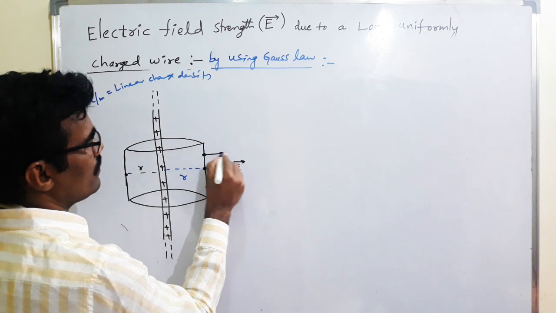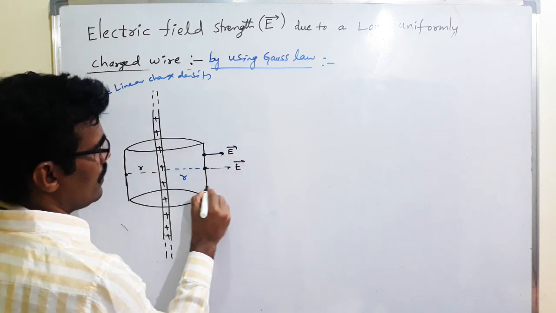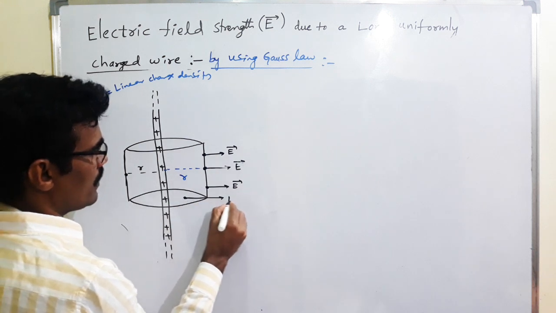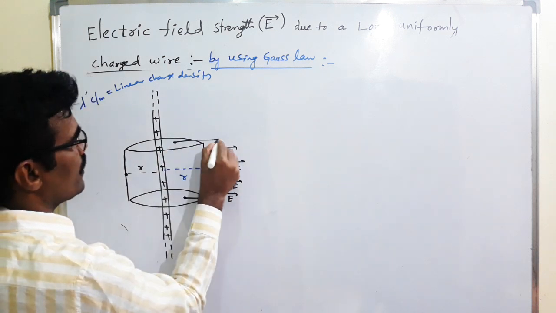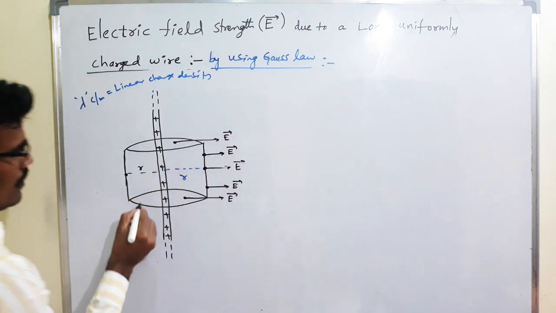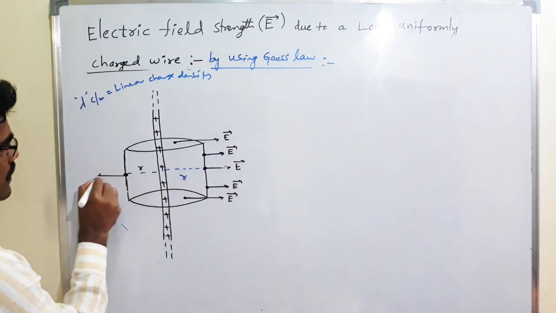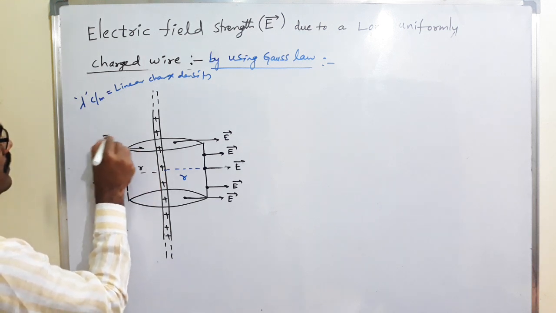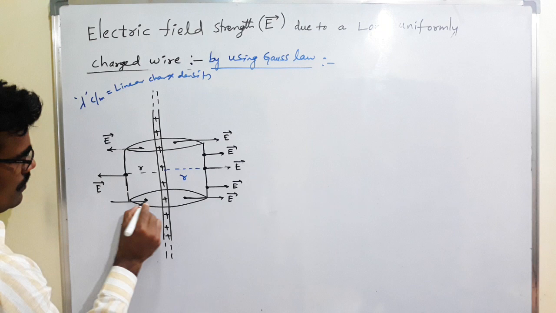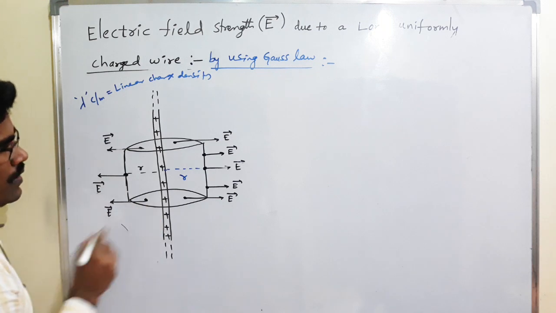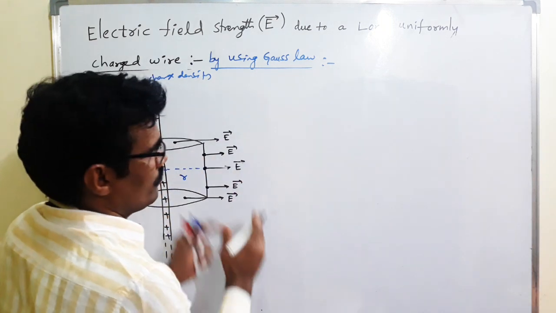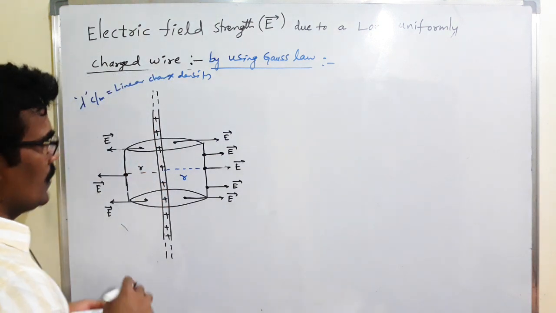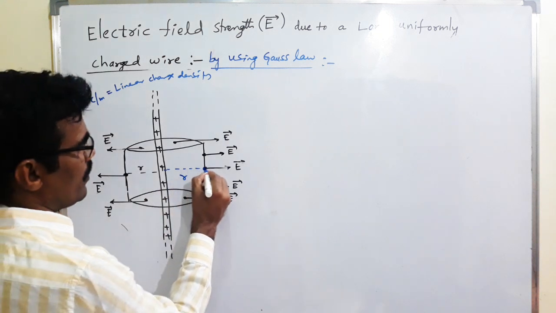Here, this side. Here also this side. At this point, this side. Here, left side. So the field is on the right side here and on the left side here. So what is the area vector at this point?